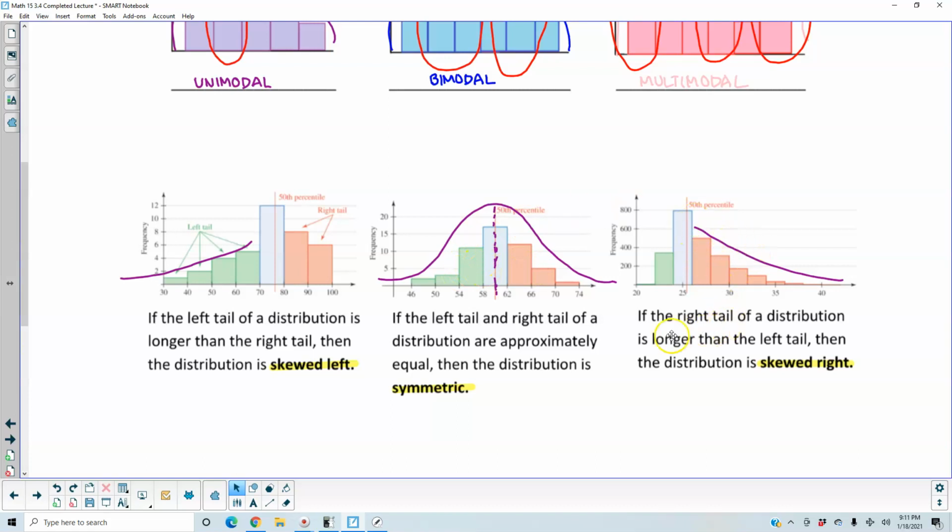And then the last one here: if the right tail of the distribution is longer than the left tail, then the distribution is skewed right. So you can see here that the rectangles or the bars are starting to get smaller and smaller going towards the right, and therefore that is skewed right.